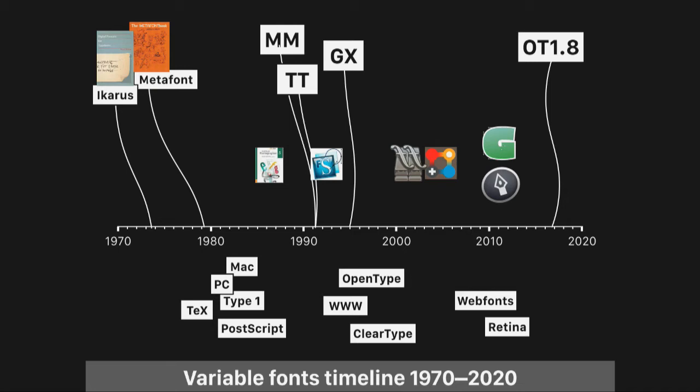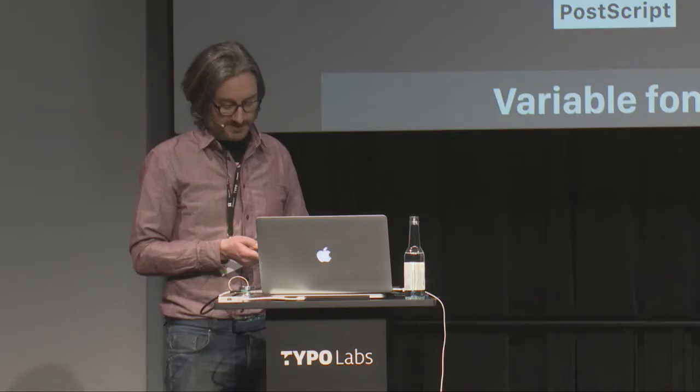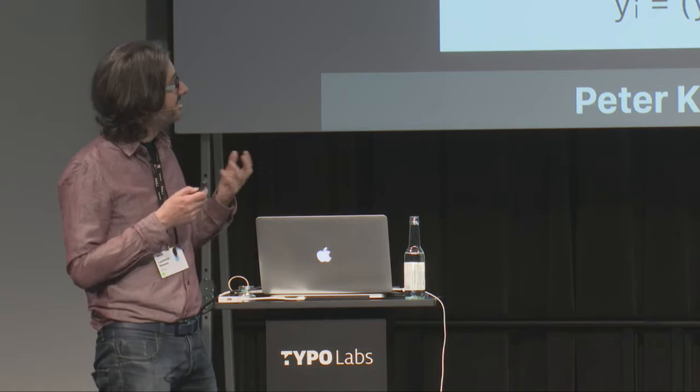I put TrueType there because of the hinting language, which is able to treat outlines as a pretty amazing structure and do cool interpolating things with them. We go back much further to Metafont in 1979, the first version of Metafont, and to 1973 for Ikarus. So people have been looking at this stuff for a hell of a long time. I want to start by mentioning a little anecdote about Ikarus. I emailed Peter Karow before this talk, and he summarized what Ikarus interpolation did already in 1973, he says.